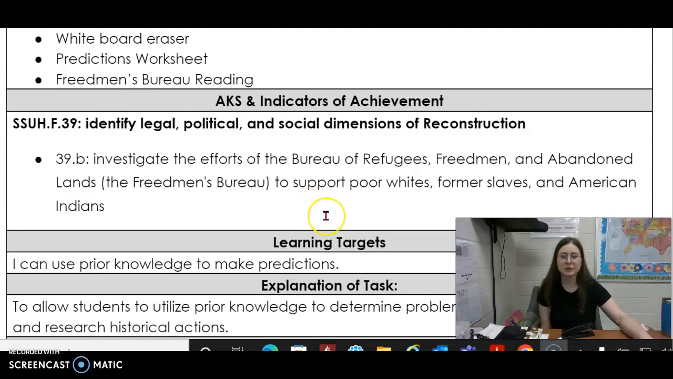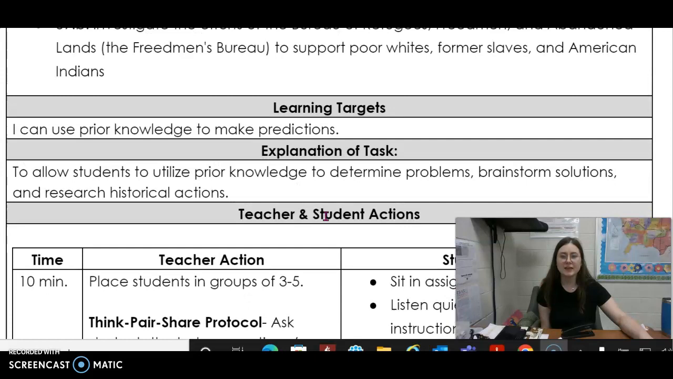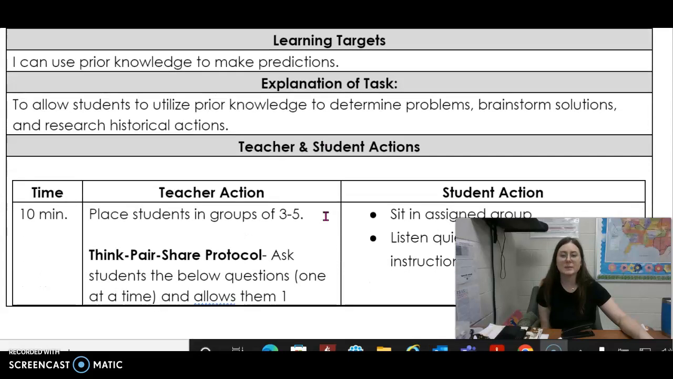So the standard we'll be working with is here. And then our target, I want them to be able to use their prior knowledge to make predictions. We're going to allow students to use their prior knowledge to determine problems, brainstorm solutions, and research historical actions. So the brainstorming of problems and solutions and research aspects are going to make this problem-based learning.